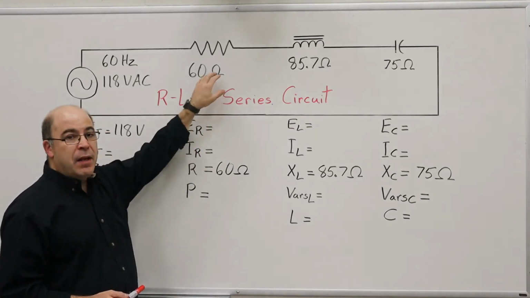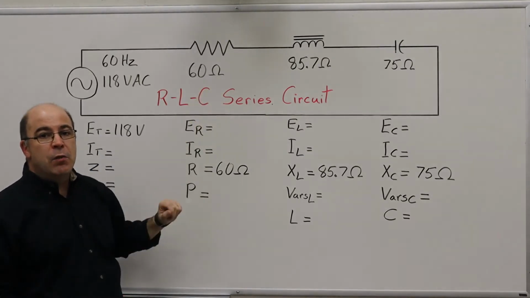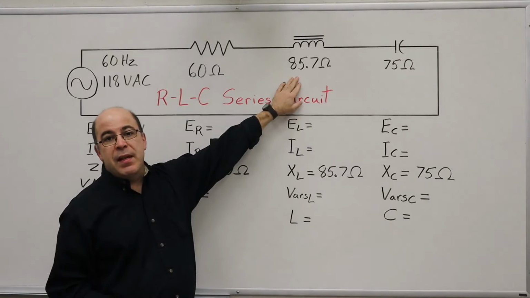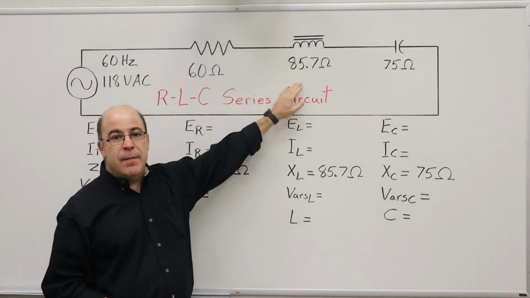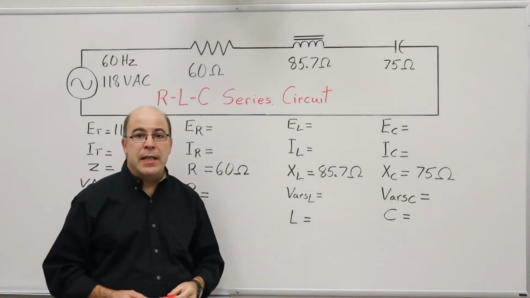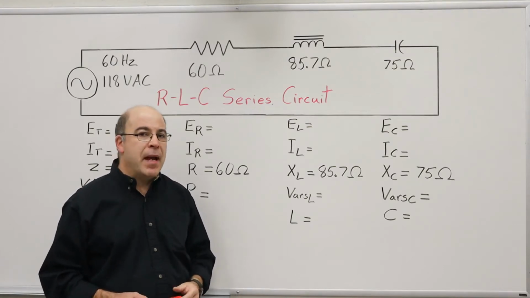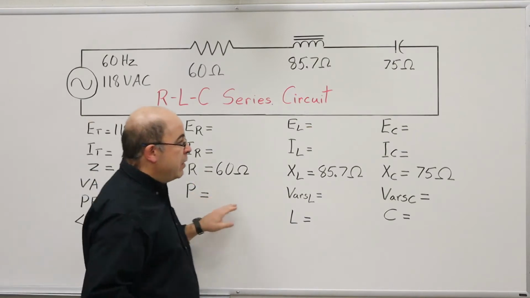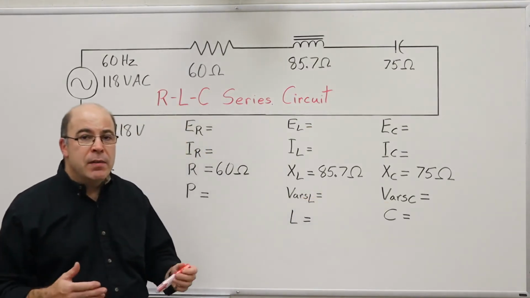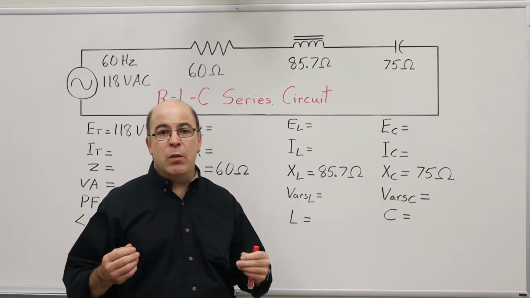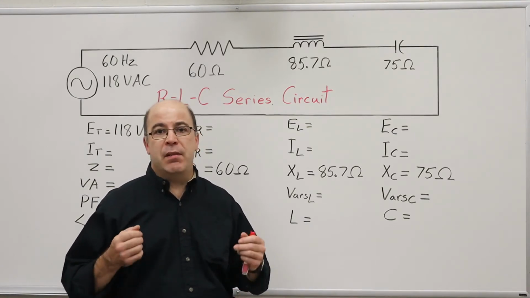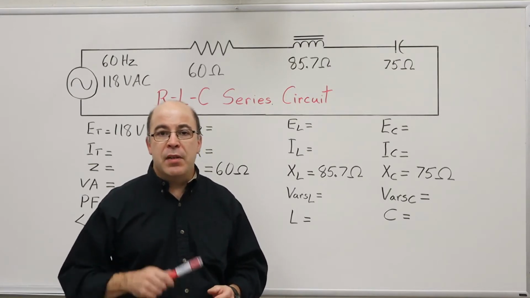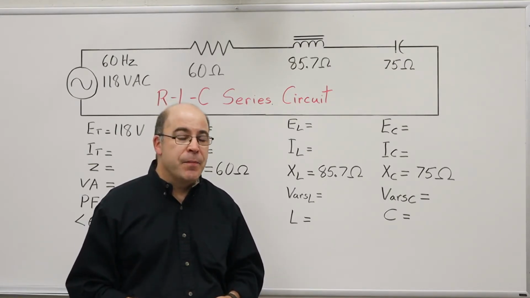We've got values of resistance, 60 ohms in this particular circuit. I've got 85.7 ohms of inductive reactance, and down there on the end, I've got 75 ohms of capacitive reactance. I've got everything inputted here in the chart, and I'm going to discuss and show you how to go about using a series of formulas, both using Ohm's law and trigonometry, to solve for all of these missing values.